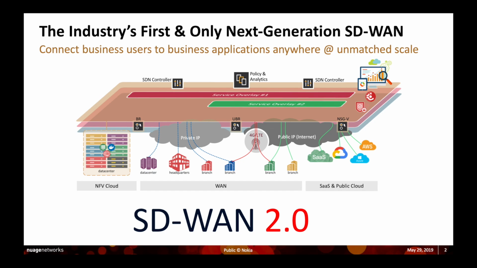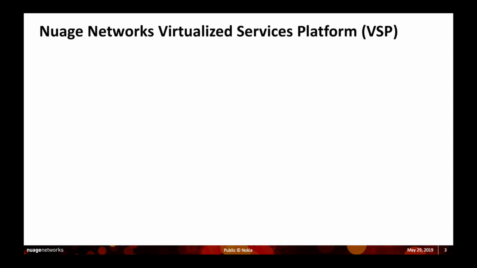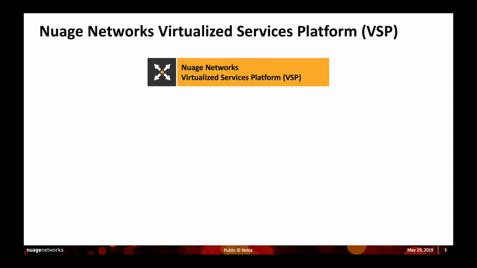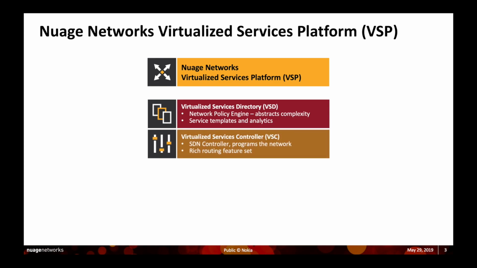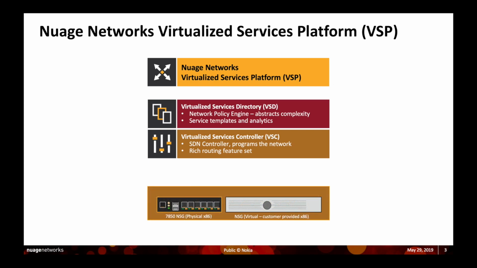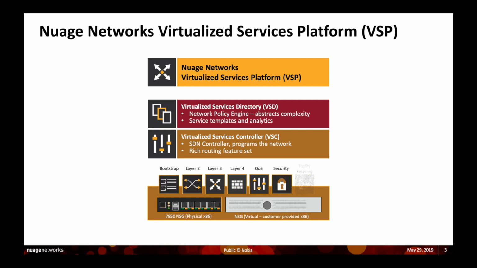The Nuage Networks solution is also called the Virtualized Services Platform. It's a cloud-native application that consists of a management plane in the form of VSD, the control plane in the form of VSC, and then the data plane is represented by an x86 physical CPE device called the Network Services Gateway, or a virtual CPE that can run on any third-party CPE. We also provide a wide range of value-added services that are a mix between embedded features as well as third-party VNFs that are either hosted or service-chained.